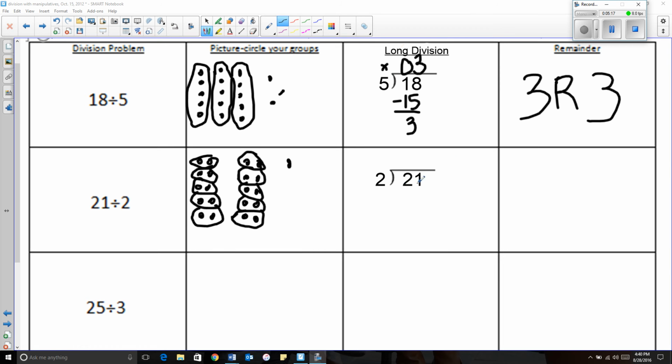So now our 21 is our dividend. That's how many we have. Our divisor of 2 is what we were making groups of. So how many times will 2 go into 2? 2 will go into 2 one time. 1 times 2 is 2. Sorry about my sloppy handwriting here. And I subtract, and I'm left with 0.